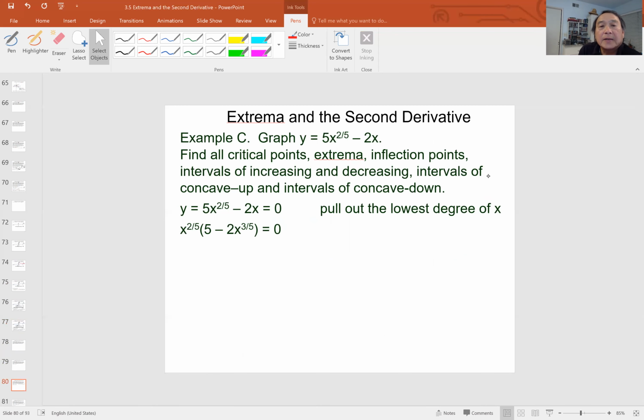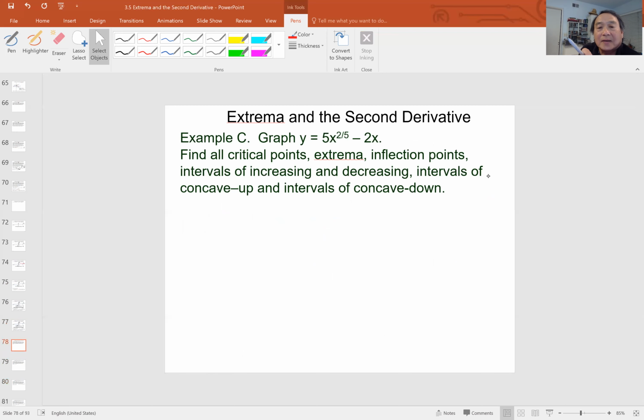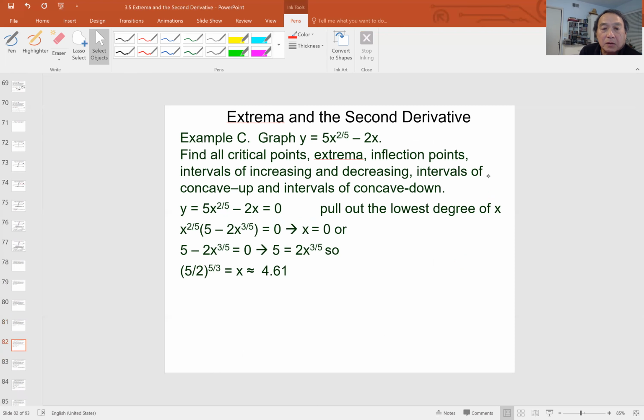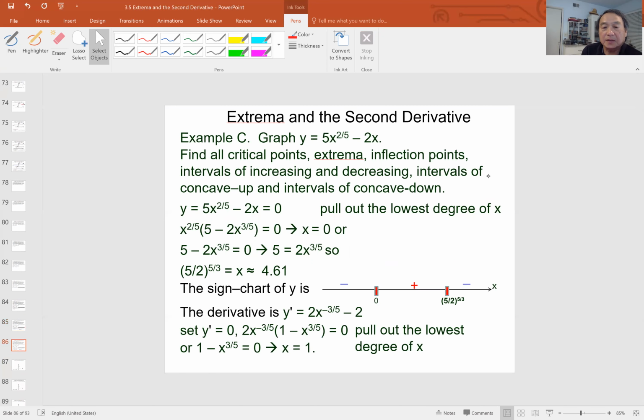And here's another example. Notice it has a strange exponent, and this involves where the derivative doesn't exist. The first derivative doesn't exist. So I can do the sign chart, and the derivative doesn't exist at 0.